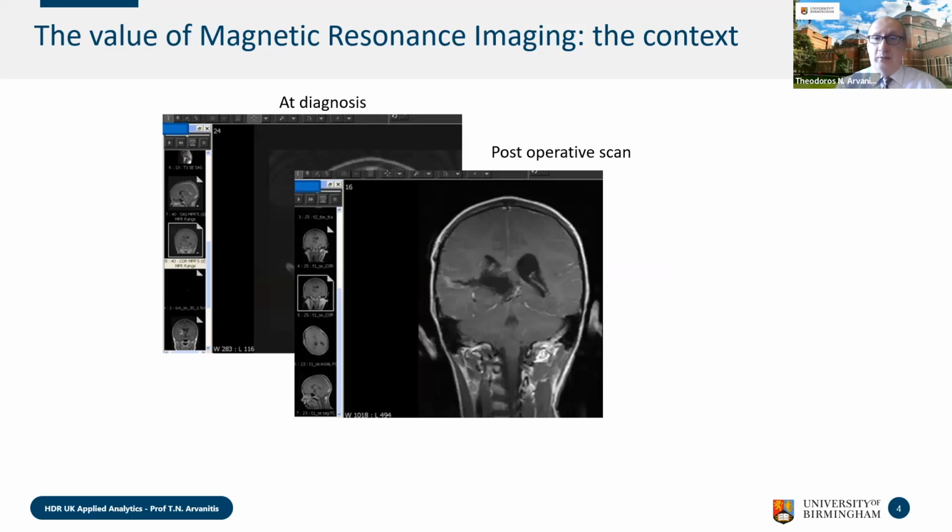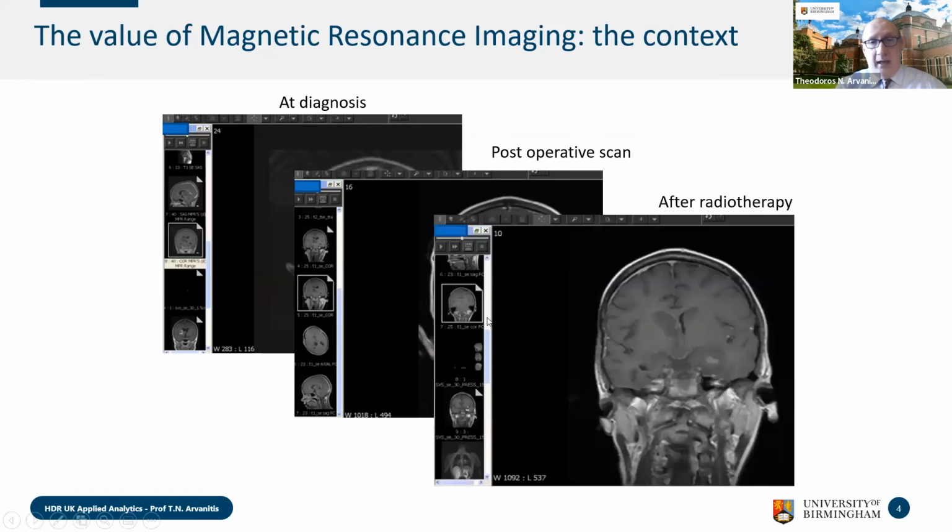After a therapeutic approach has been taken, usually an operation, a surgical resection of the tumor, we can see the progression of the disease and how much we have managed to confine this problem. And further, after radiotherapy, which is another therapeutic approach, we can see if the tumor has been completely removed or still remains, and we need to take further approaches to the therapeutic management of these children.